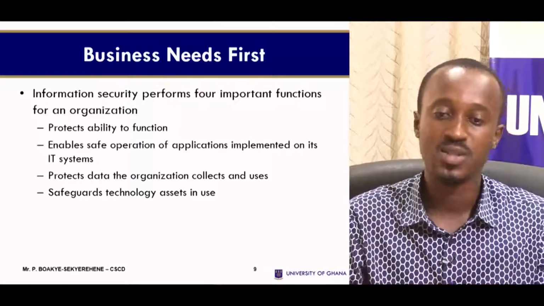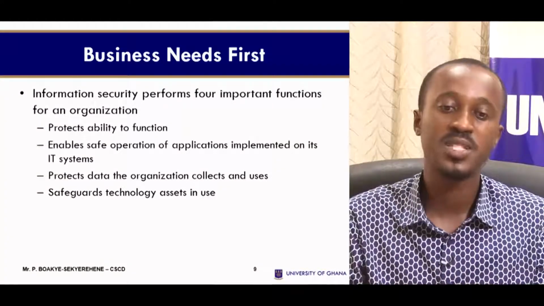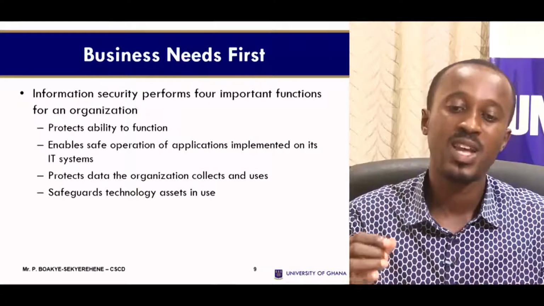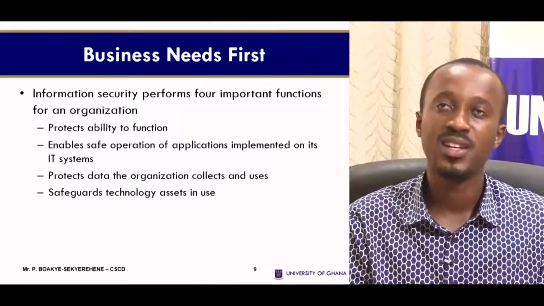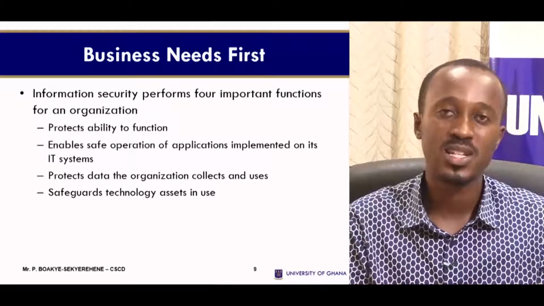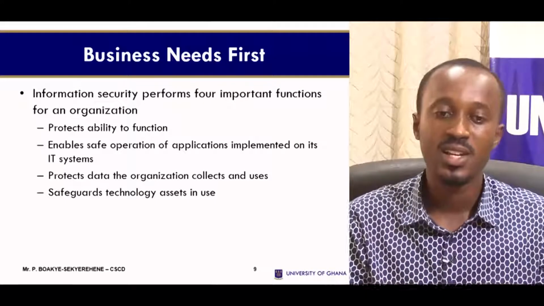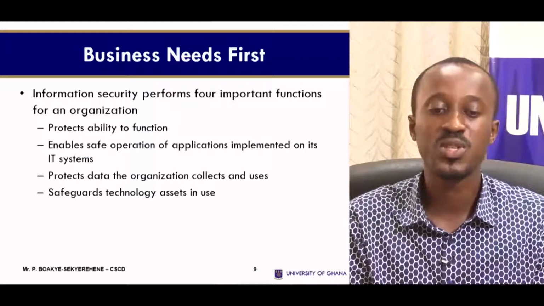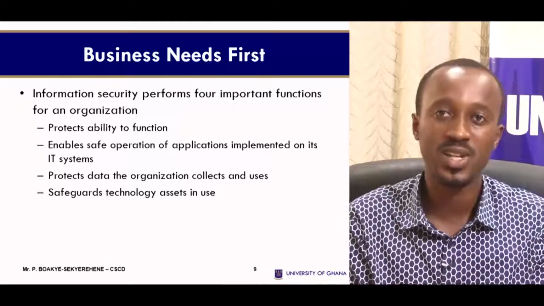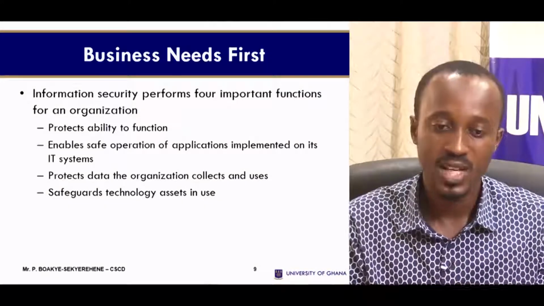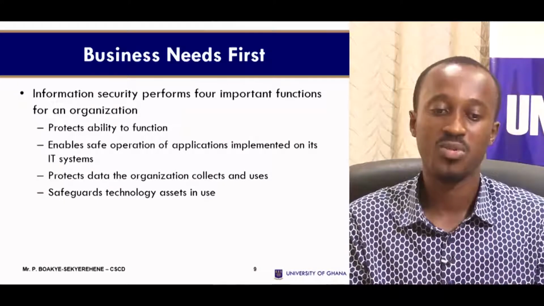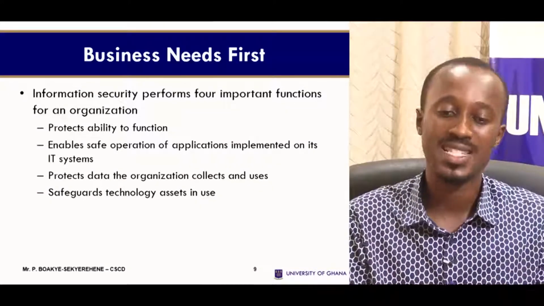Another important function worth noting which information security provides for an organization is that it protects the data the organization collects and uses. In every organization's day-to-day transactions, it sends information, it receives information, and it processes information. Having secure information gives you the protection you need around the data that you have collected and are using for your transactions. And lastly, information security performs the important function of safeguarding technology assets in use.